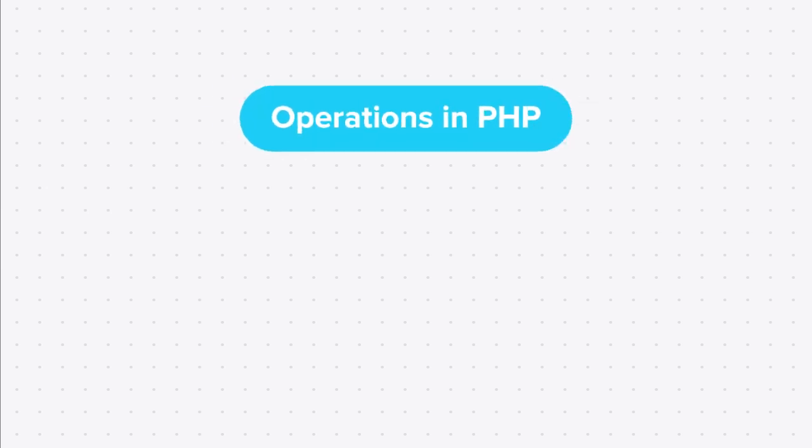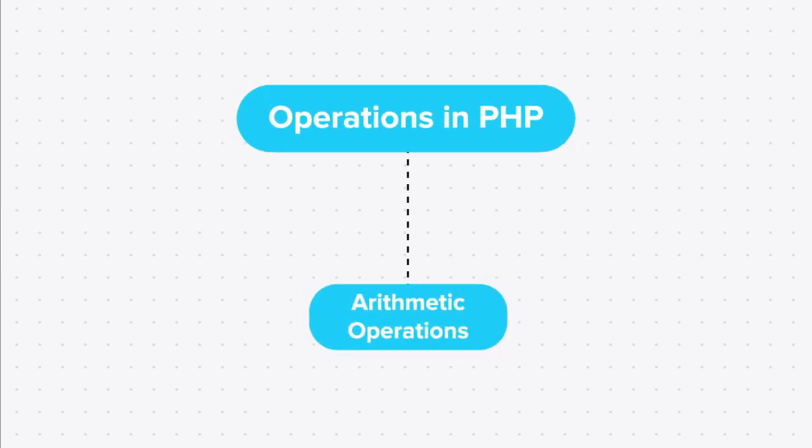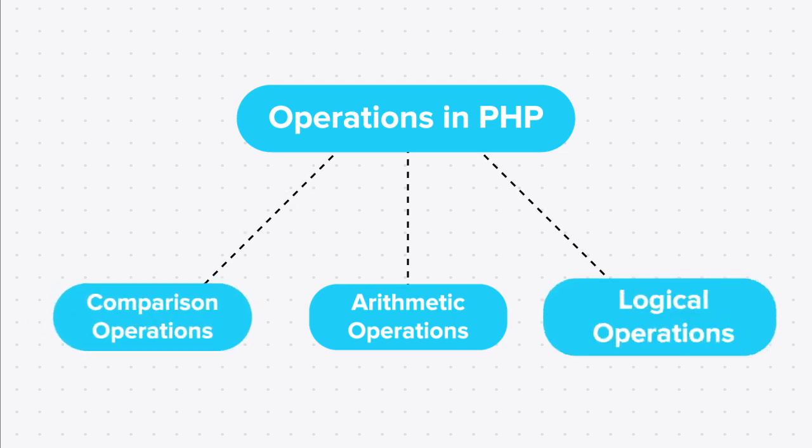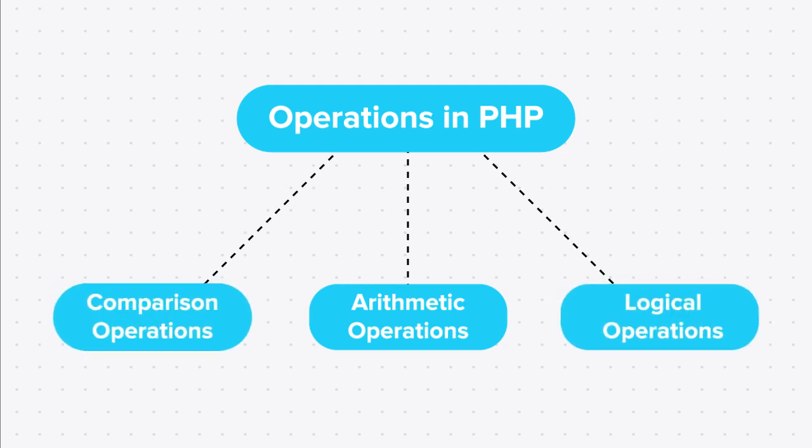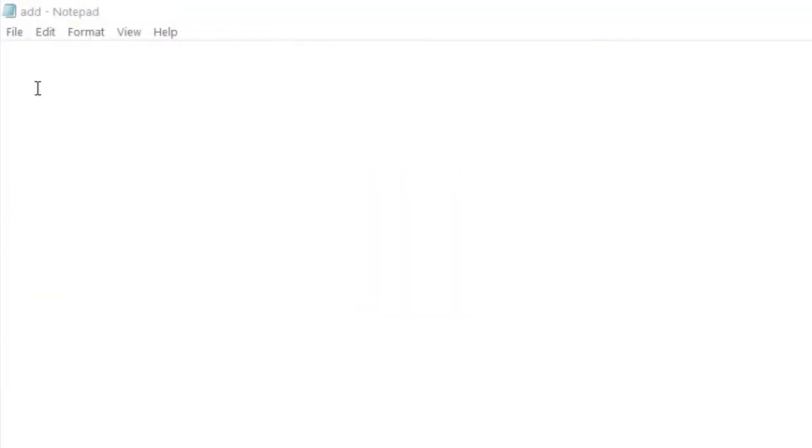Now let us move to the next fundamental of PHP, which is arithmetical operations. Since PHP is a programming language, it can be used to perform operations like arithmetic operations, comparison operations, logical operations, etc. Let us start by looking at some basic arithmetic operators in PHP.